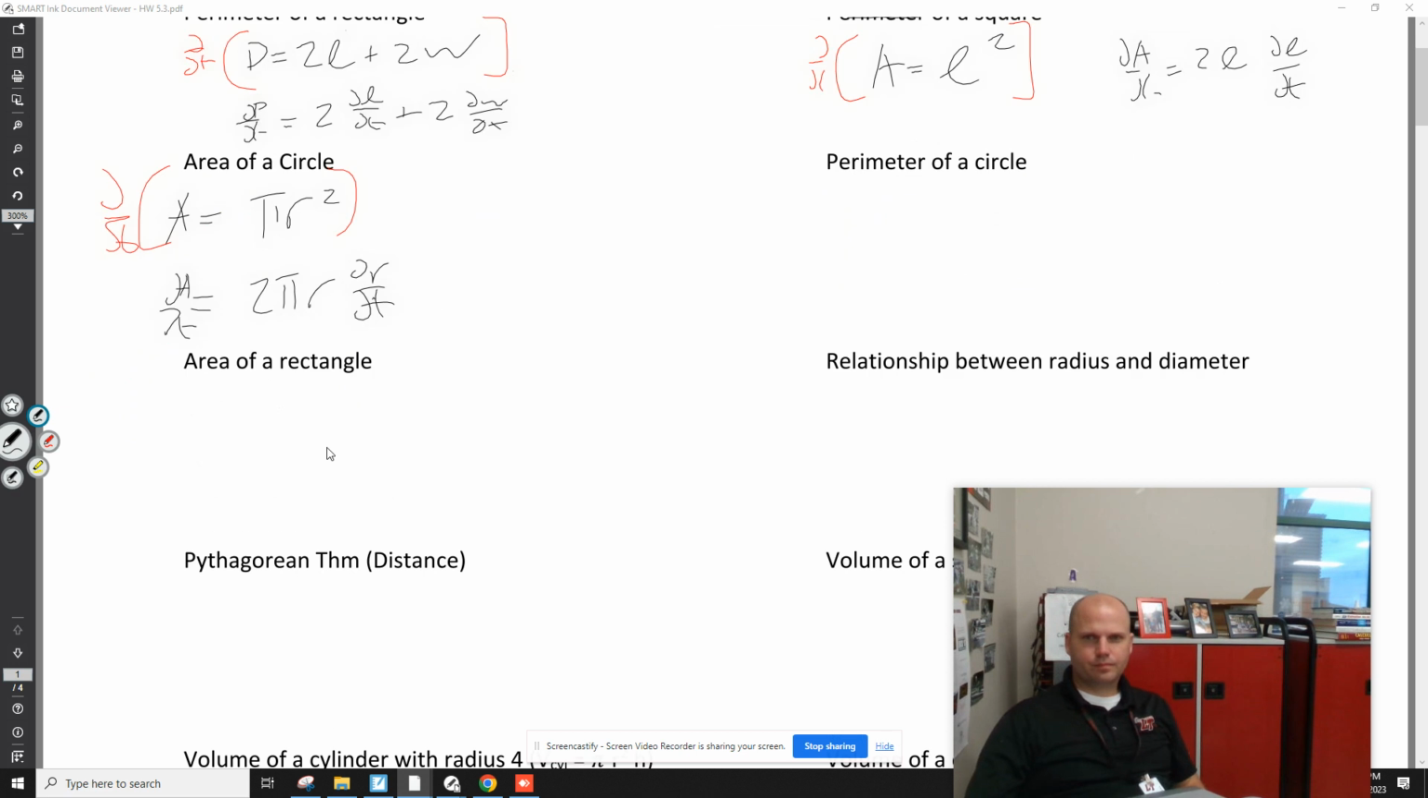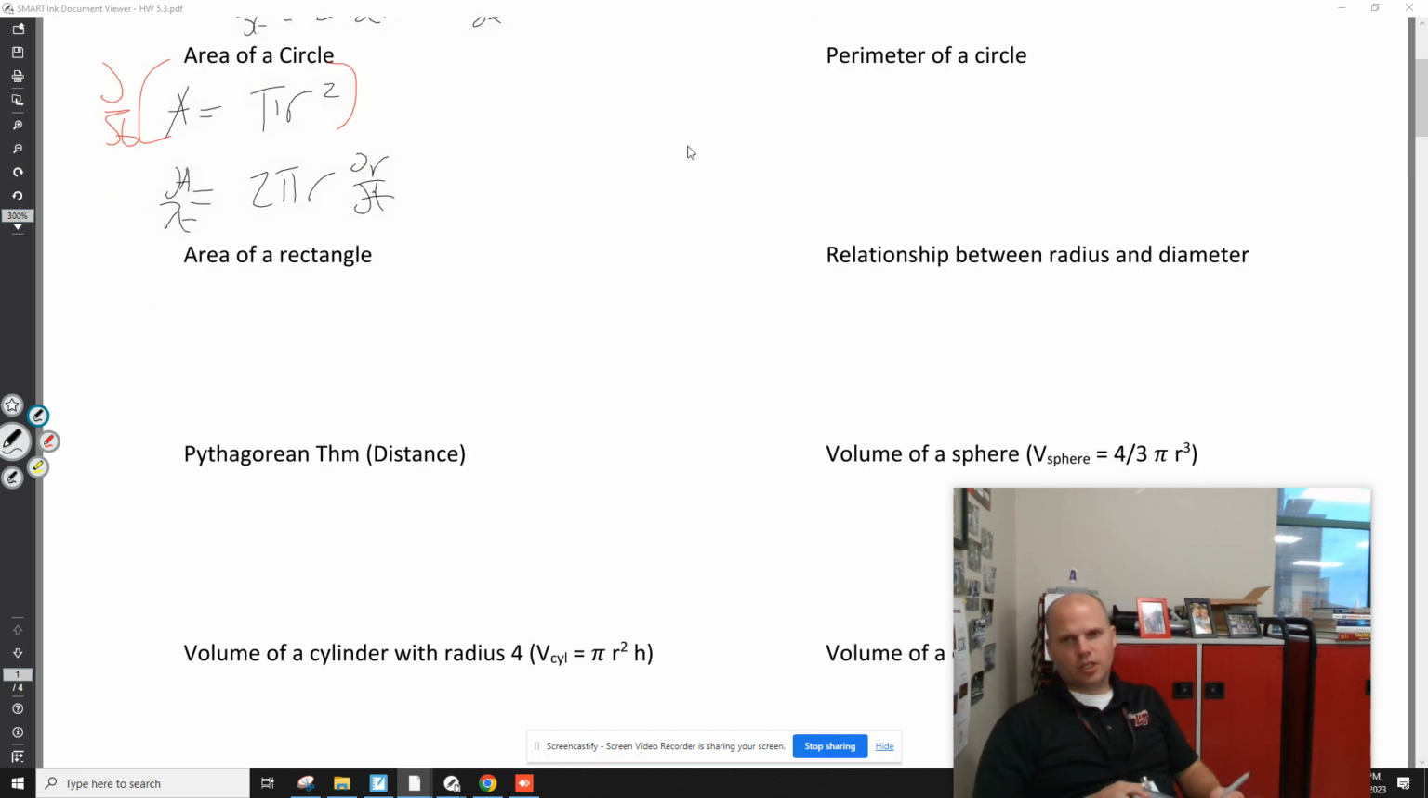All right. This one, perimeter of a circle, this is circumference. You'll see this one in the class, on your homework and test. C equals 2 pi r, so dC/dt equals 2 pi. 2 pi is just a constant, so don't worry about it. r's derivative is dr/dt.